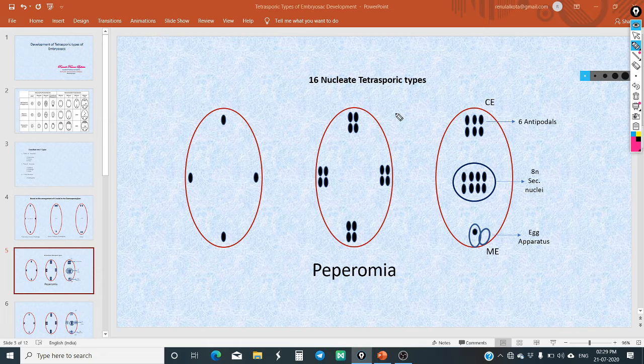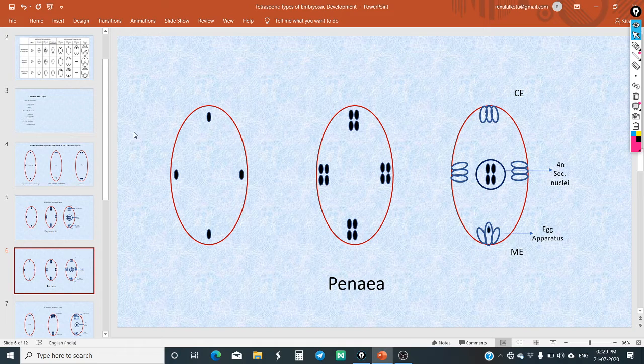Now we will see how it develops in Penaea. It is also 16 nucleate embryo sac development. Penaea also shows 1+1+1+1 condition. That means all the four nuclei are arranged at four ends, one at the chalazal end, one at the micropylar end, one at the lateral end, and opposite to that end one more is arranged. So as a whole, four nuclei are arranged here, and all these four nuclei undergo two mitotic divisions resulting in the formation of 16 nuclei.